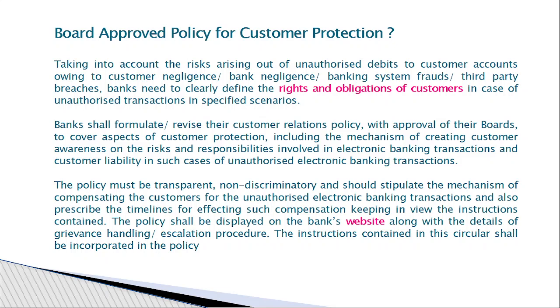So, board approval for the policy. See what the policies are. Whatever these frauds happening, this information should be available on the website, taking into account the risk arising from unauthorized debits in the customer account, owing to customer negligence, bank negligence, or third party banking system frauds and third party breaches. The bank needs to clearly define the rights and obligations of customers in case of unauthorized transactions. So it should be specifically and clearly communicated.